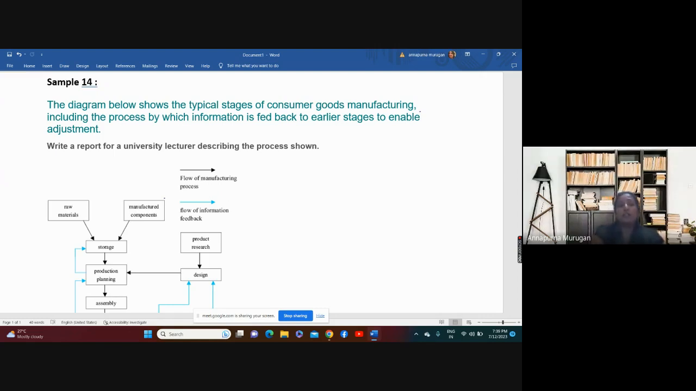Okay, so what is the basic picture all about? The diagram below shows the typical stages of consumer goods manufacturing, including the process by which information is fed back to earlier stages to enable adjustment. That means this is a process diagram, where we have timely feedback also, so that the required and respective adjustments could be done. So this is the question statement.